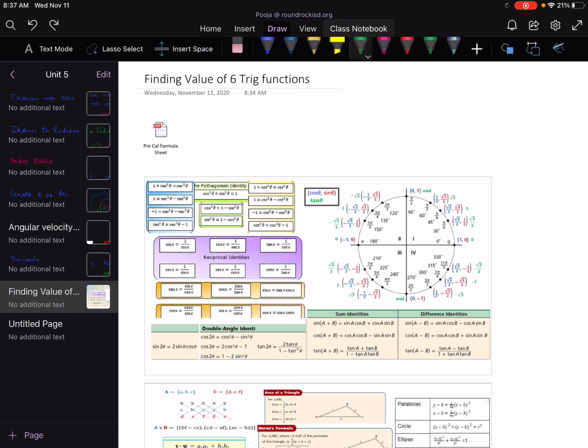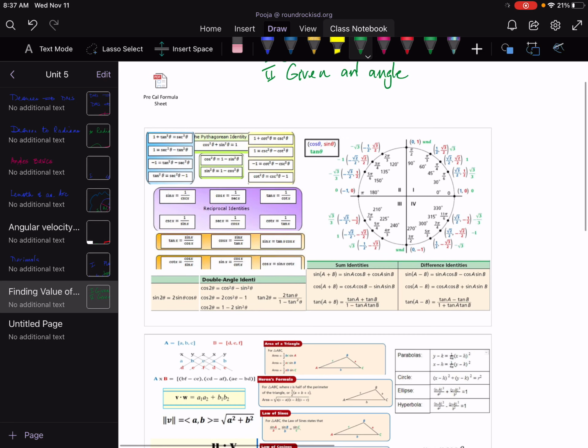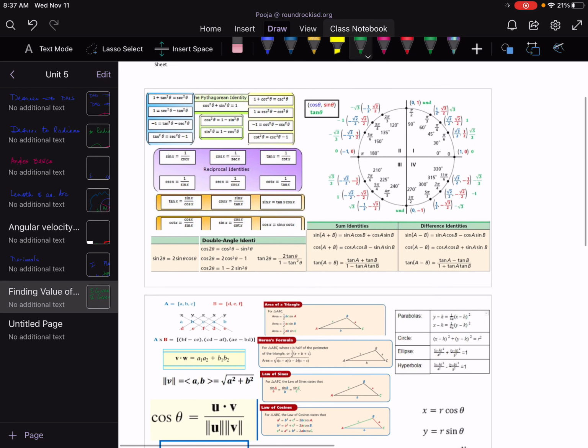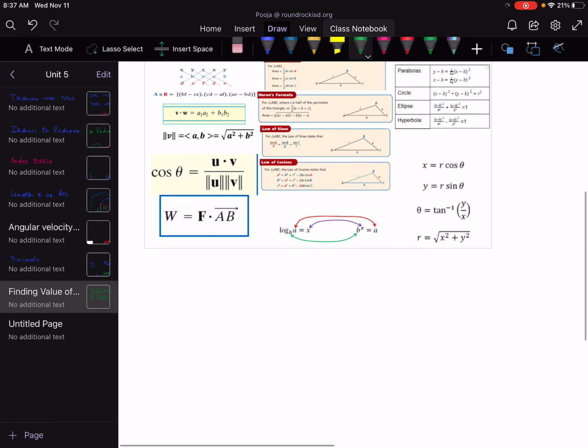All right, so I'm recording this video on 5.2. We partially did it, and the other half we're going to do today and tomorrow. We're trying to find values of 6 trig functions given a point or given an angle. So those two topics. This is the formula chart that I told you about. It's posted in Schoology. I printed it in my OneNote.